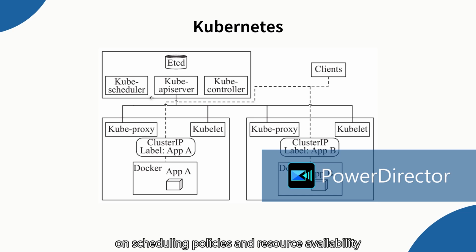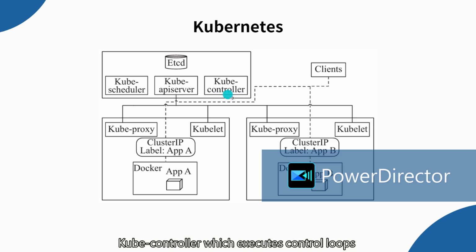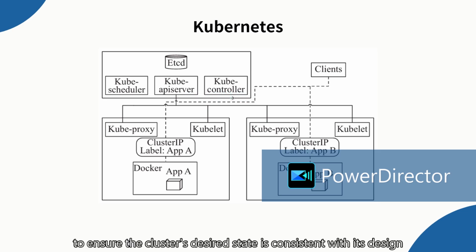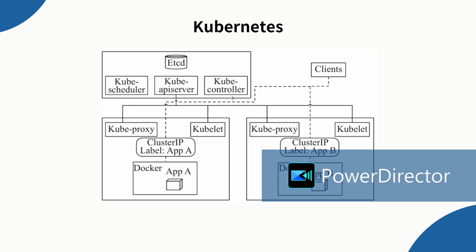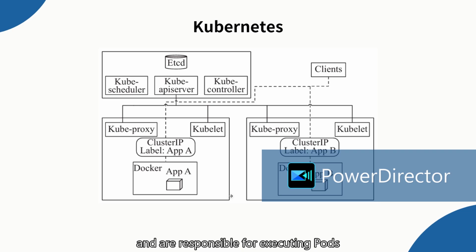and resource availability. Kube API server, which serves as the main interface between users and the Kubernetes cluster, processing REST API requests and updating the cluster state. Kube controller, which executes control loops to ensure the cluster's desired state is consistent with its design. The worker nodes are the machines that run application workloads and are responsible for executing pods.